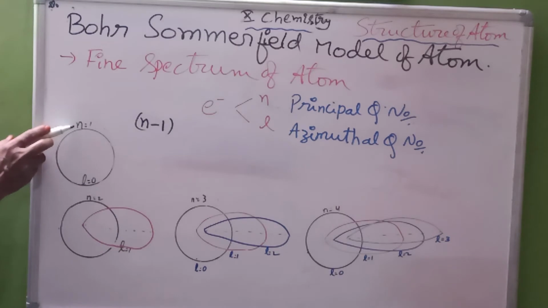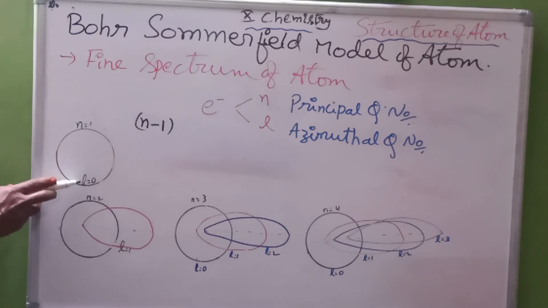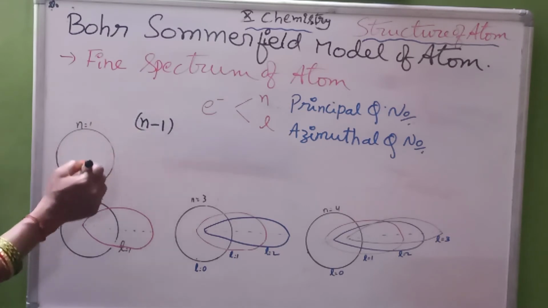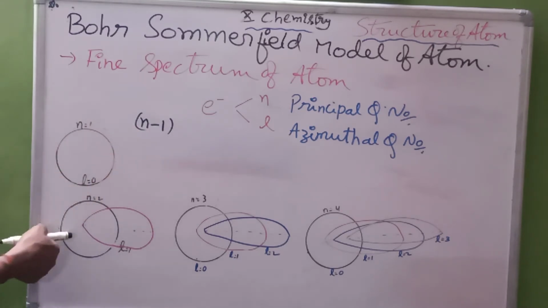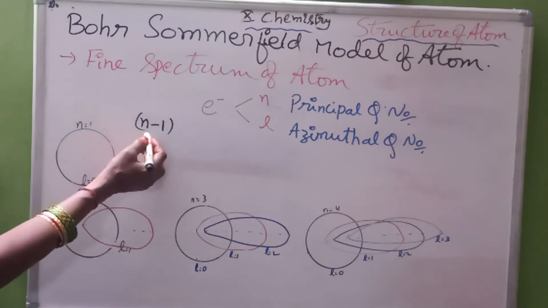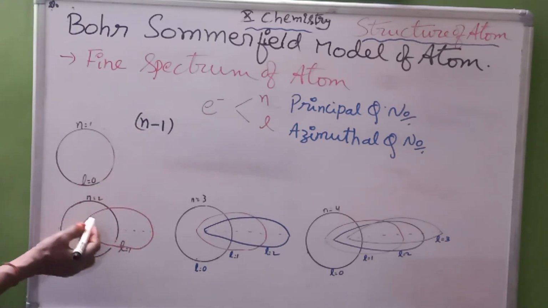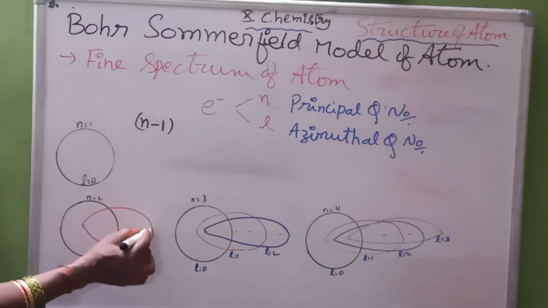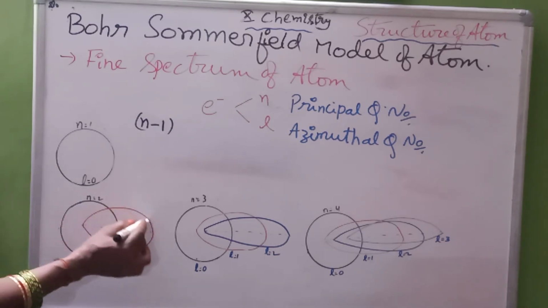N is the principal quantum number, and if you subtract 1, you will get the L value. Let us take n value as 1: 1 minus 1 means L value is 0. For n value 2, the L value is 1, since 2 minus 1 is equal to 1. Here, instead of a spherical orbital shape, we find an elliptical shape.